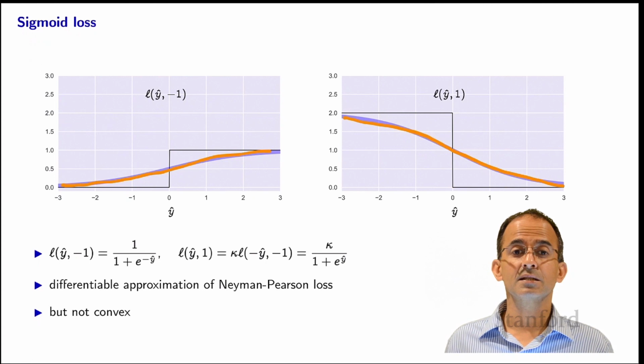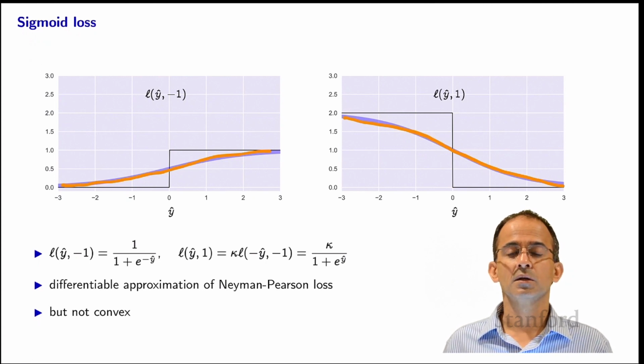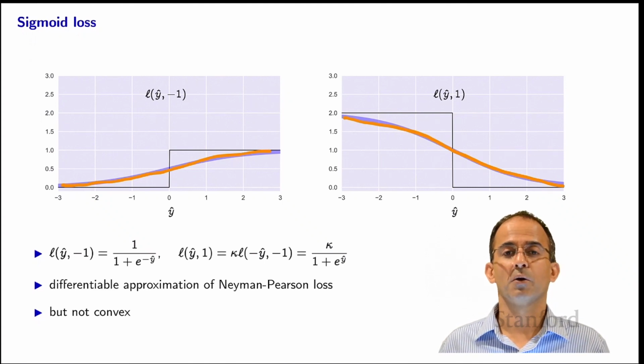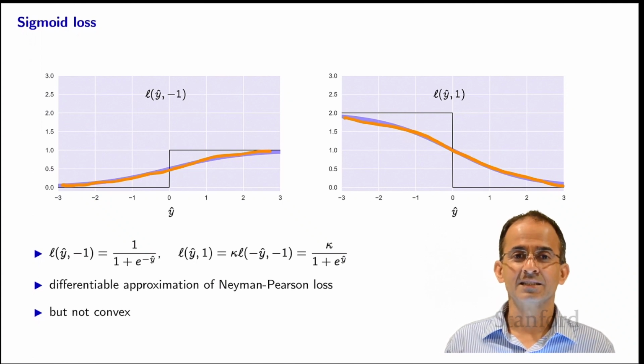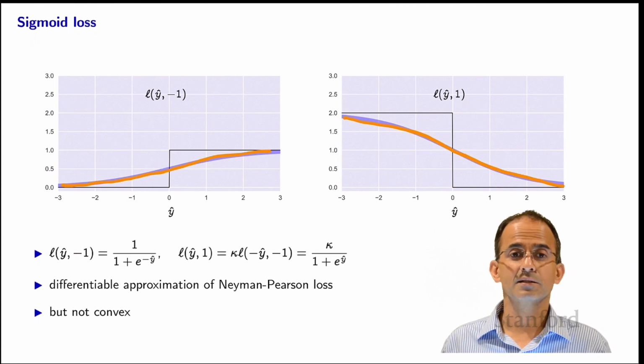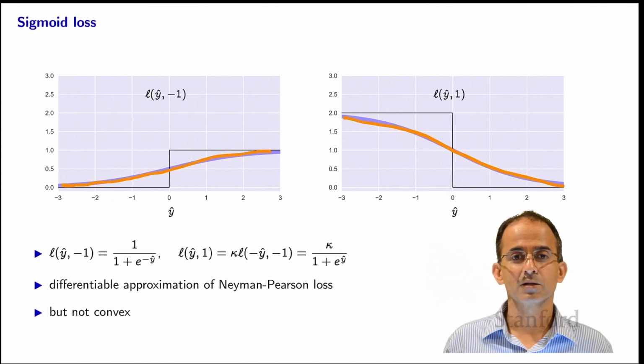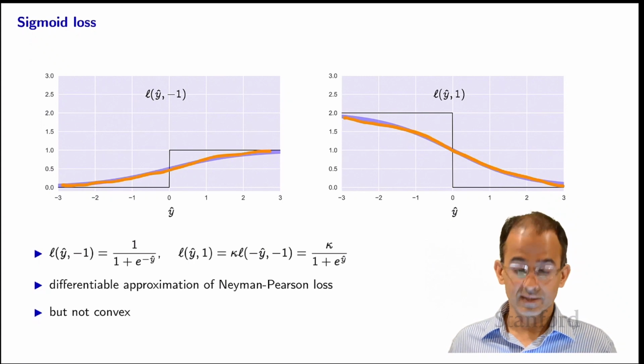And you can see that this is a nice, smooth approximation of the Neyman-Pearson loss. We've smoothed it out, and that's dealt with both of our problems. It's removed the discontinuity, and it's removed the 0 derivative problem. So this is a nice differentiable approximation of the Neyman-Pearson loss. It's not convex, but nonetheless it can work well.